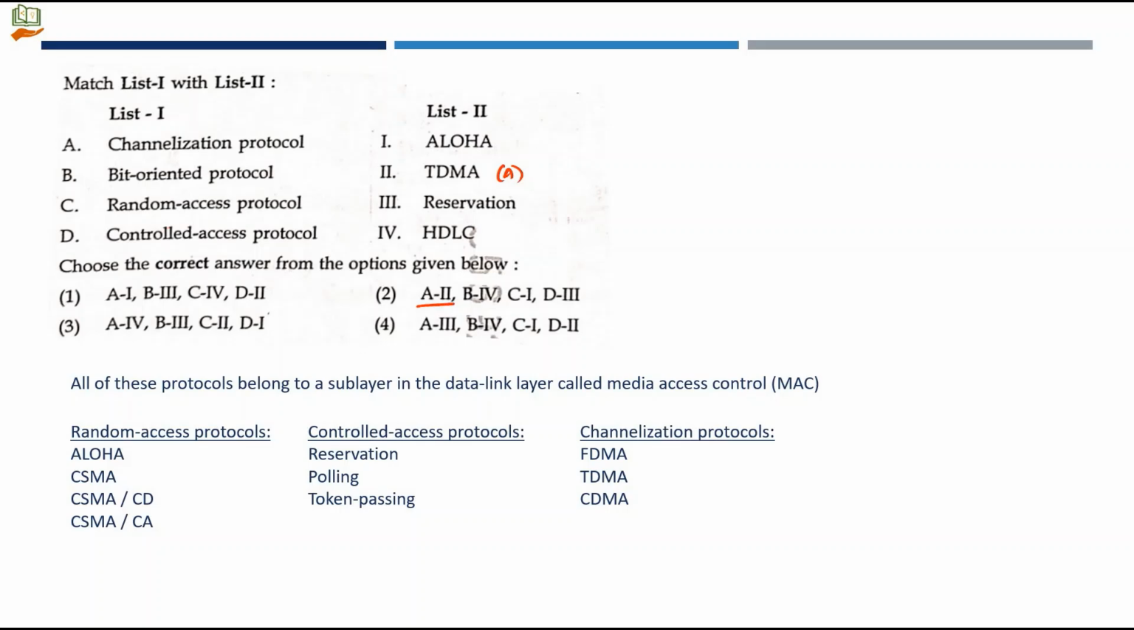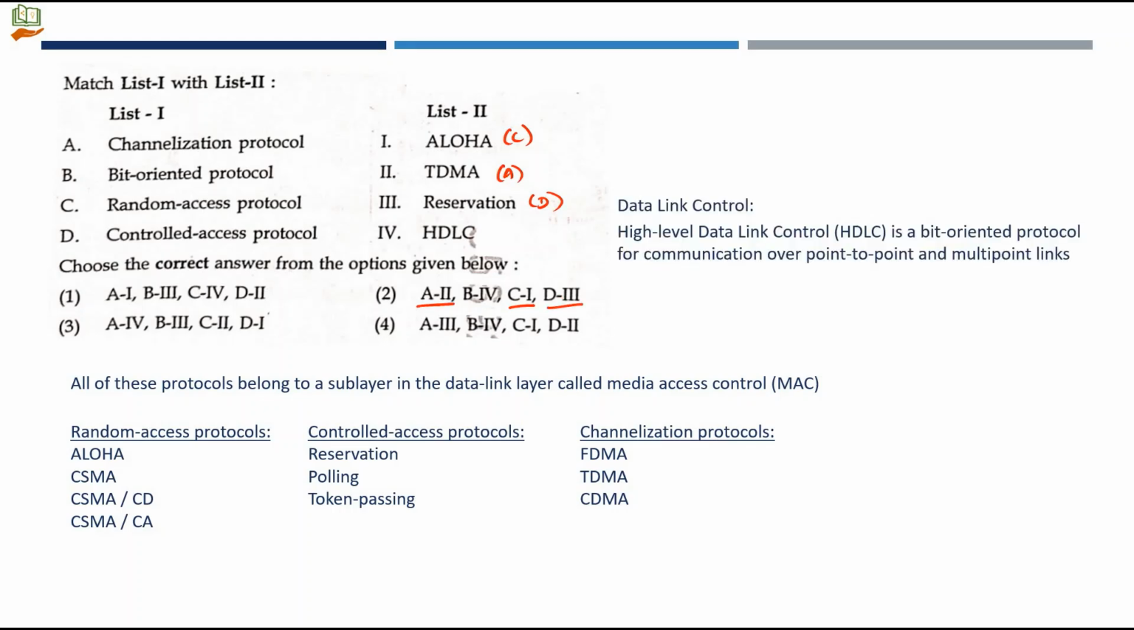Next we have random access protocol. We have Aloha here. So C will be mapping to 1. Controlled access protocol is reservation. D is mapping to 3. What about bit oriented protocol? This is under the topic data link control. High level data link control, that is HDLC. This is a bit oriented protocol for communication over point to point and multi-point links. Now B will be mapping to 4. B4 is there. Option number 2 will be the right answer.